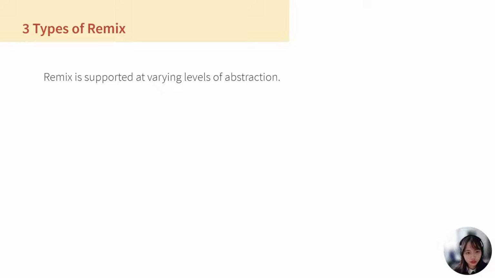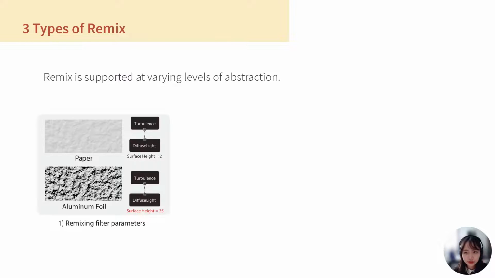To lower the learning curve of and enhance the breadth of expression for filter design, we support 3 types of remix through the system. First is remixing filter parameters. So you can see that you can create an aluminum foil effect from paper by increasing the surface height parameter of this primitive.